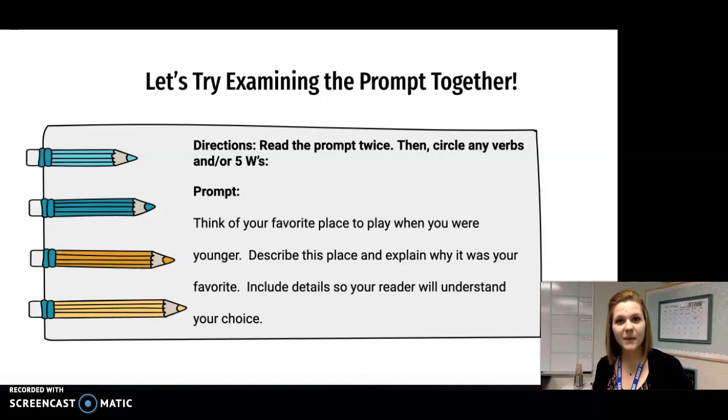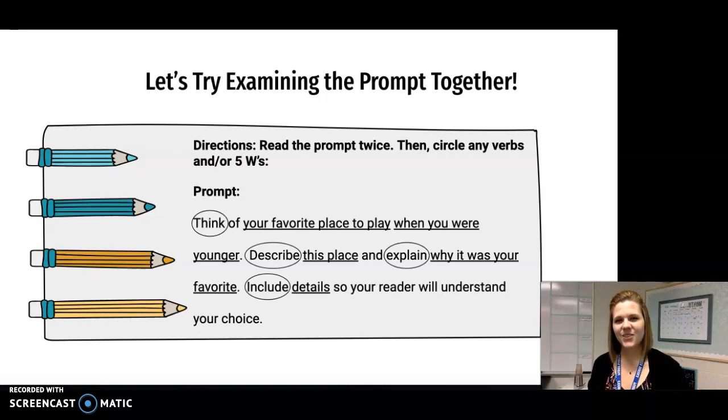Again, if I follow my steps, I need to read this prompt twice so I completely understand what's being asked of me. It says, think of your favorite place to play when you were younger. Describe this place and explain why it was your favorite. Include details so that your reader will understand your choice. Now that I've read the prompt twice, I need to circle my verbs and my 5 W's so that I can really let myself know exactly what it is I need to write about. So as you can see, I have done that for you now. And this is just something, again, that if you examine the prompt closely, you're more likely to include all of the requirements in your paper.